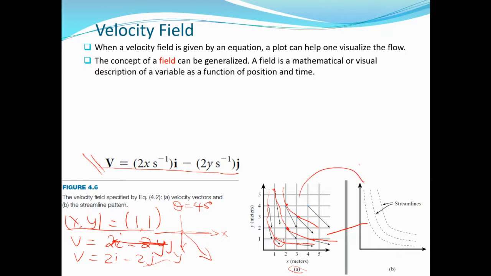So that will now take us to this one. Streamlines are lines that are always tangential to the velocity vector. So the velocity vector is always tangent to the streamline, always tangent to the streamline.